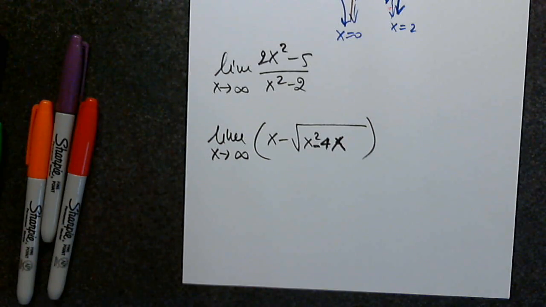So the first one is 2x squared minus 5 over x squared minus 2. And you know the answer right away, but I'd like you to show the work. What is the answer? 2, indeed, because both have the same degree. And the second one we can't conclude. We have to work on the second one.